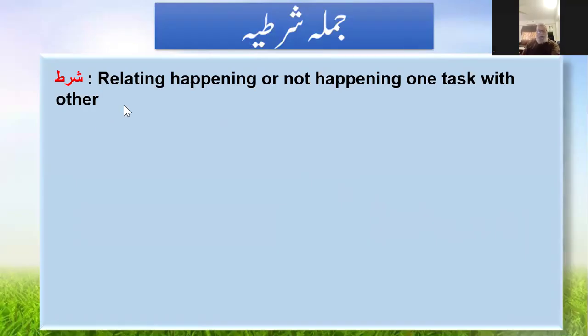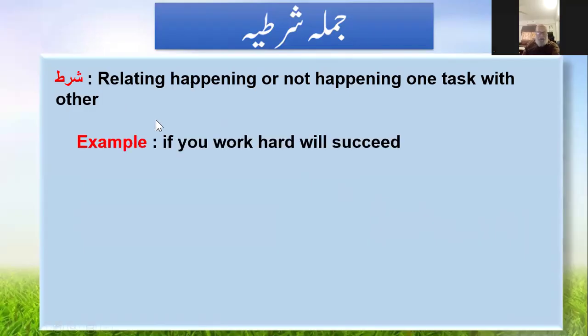Shart means relating the happening or not happening of one task with the other, meaning the conditional. Suppose: if you work hard, you will succeed. So it's a condition. If you work hard, then you will succeed. In taj tahid tanjah. If you work hard, you will succeed.